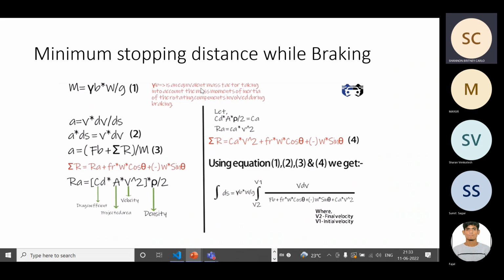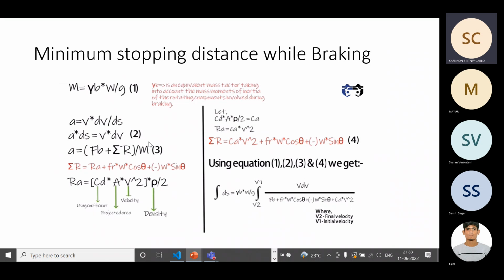Gamma B is nothing but the equivalent mass factor, taking into account the mass moments of inertia of the rotating components involved during braking. So this is an external factor which would be multiplying W by G. I hope you know this formula: acceleration is equal to V into dV by ds. This is the most basic kinematic equation. Now I'll take this ds on this side: A into ds is equal to V into dV.